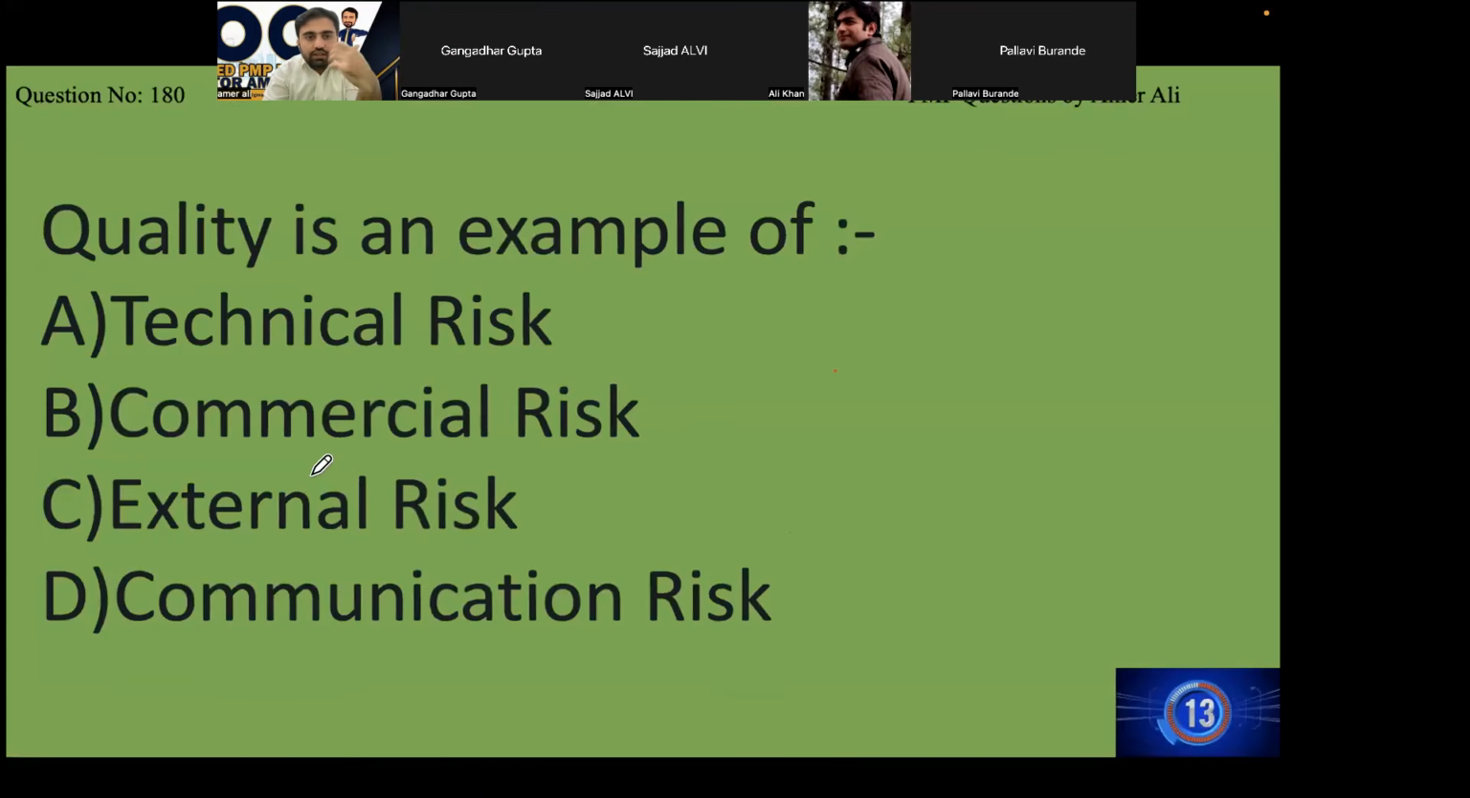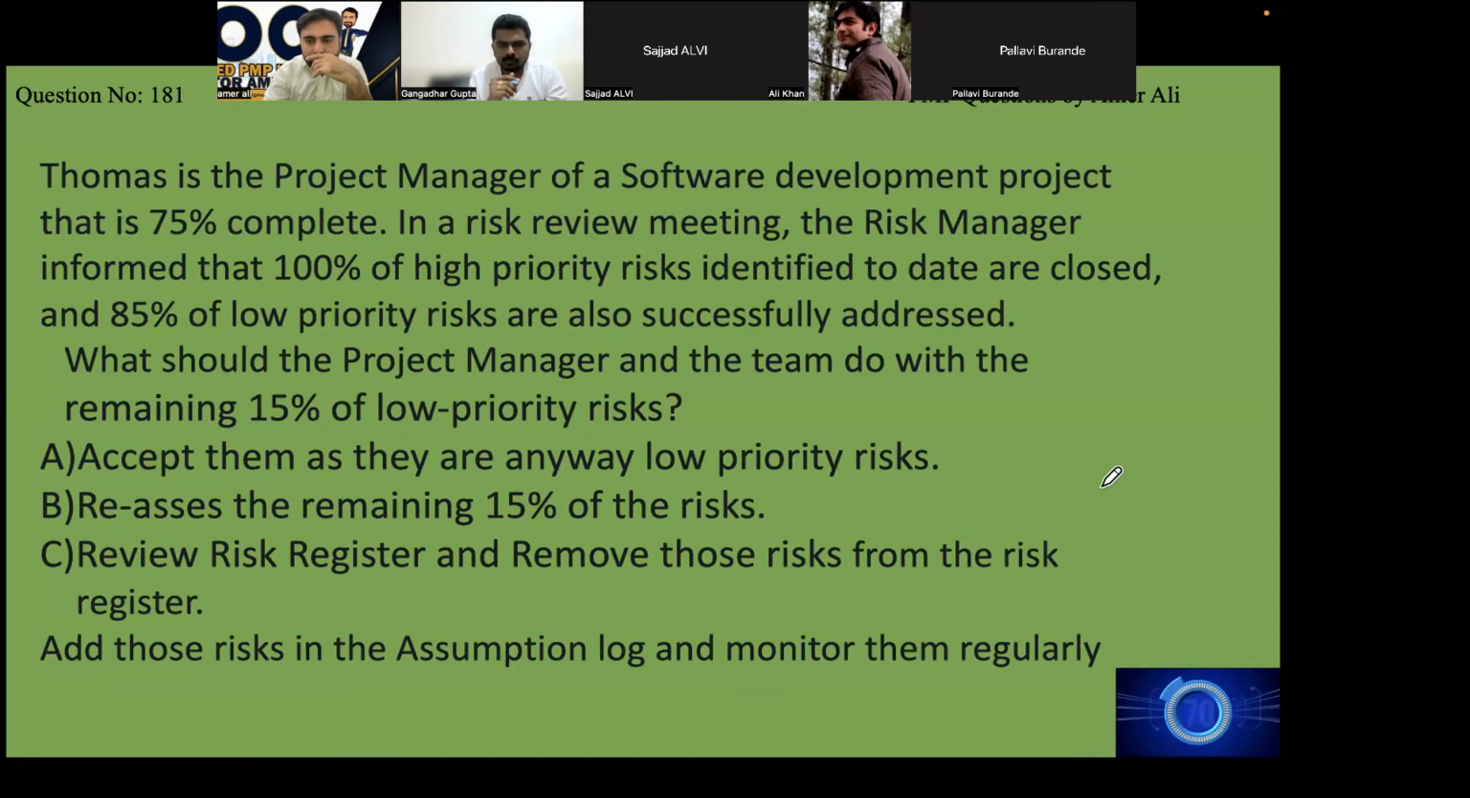So quality was a technical risk. We discussed this one. Next question.